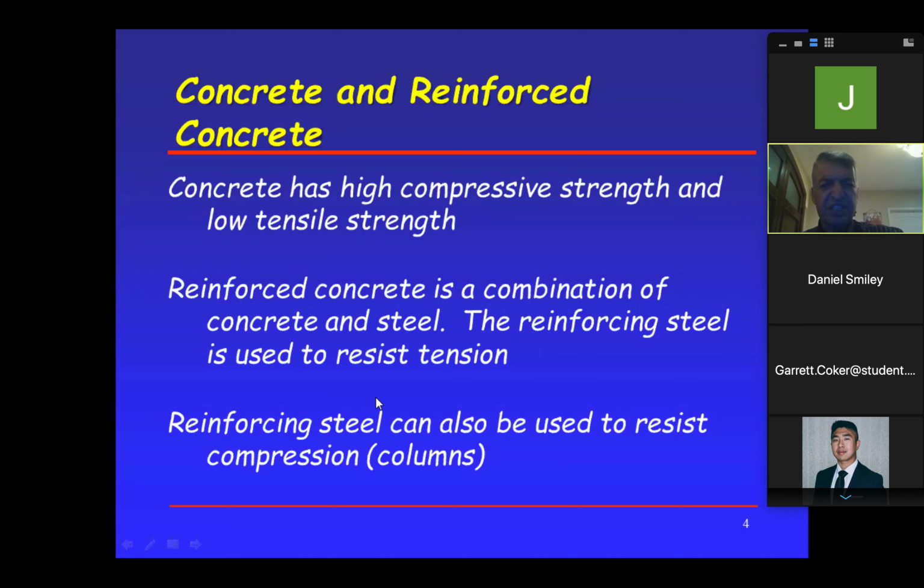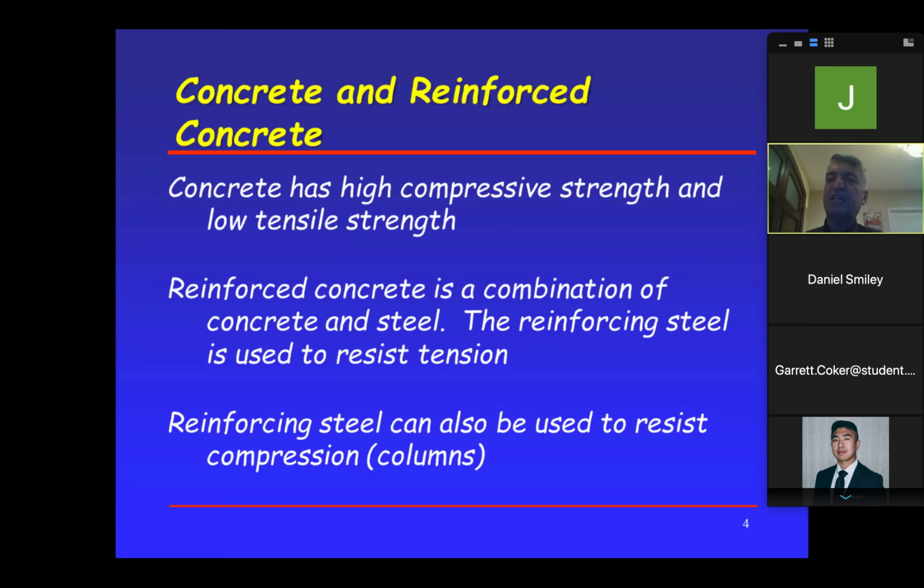The reinforcing steel is used to resist tension. Now, if we're saying that concrete is strong in compression, weak in tension, what happens if this concrete is subjected to tension? We have to give it help to resist additional tension that the concrete cannot resist. Guess who's going to do that? The reinforcing bars. That means the steel is strong in tension.